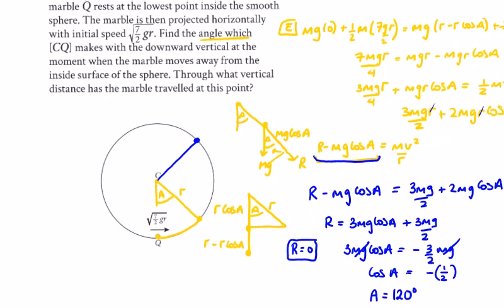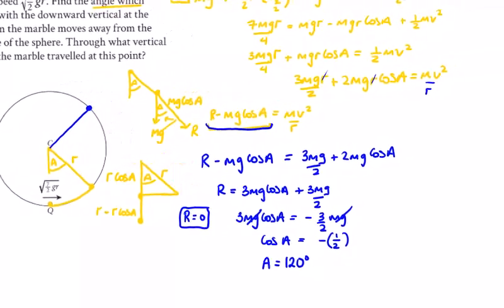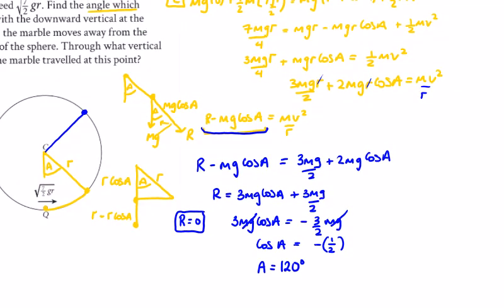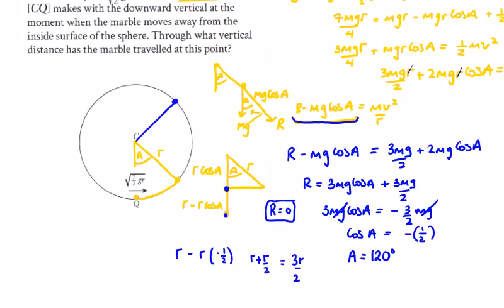And through what distance has it travelled? Okay, so we have the angle. Do we have an easy equation to sub it into? Yeah, let's travel to R minus R cos A. So it's travelled R minus R times the cos of A, which is minus a half. So it's travelled R plus R over 2, which is equal to 3R over 2, 1.5 of the radius, in terms of R. Last part of this question.